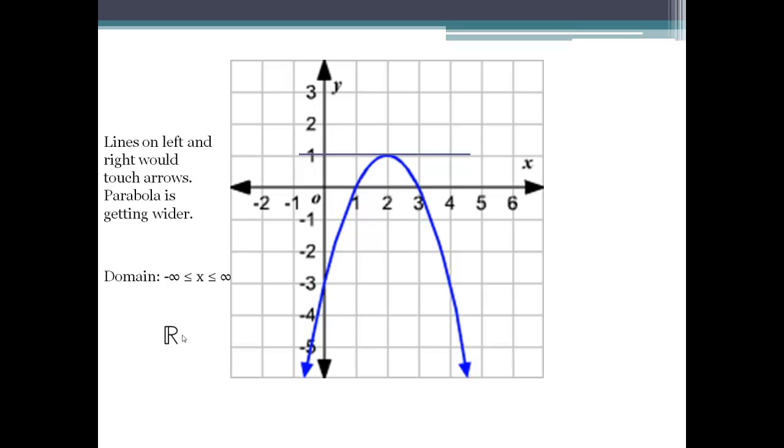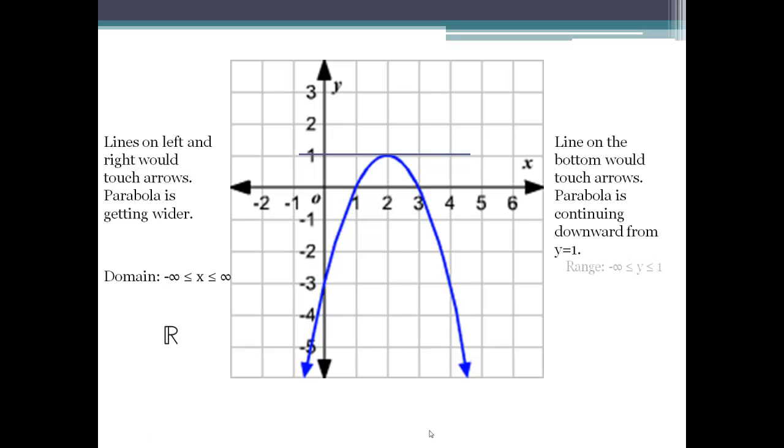Okay, you go ahead and do your range. I've already drawn in the top line for you. Then press play to check your answers. Okay, so a line drawn on the bottom would touch arrows, meaning that this continues downward. So we're not going to draw that line. So the range of our parabola would start at -infinity and then go up to 1. So that means that the range is all y values that are less than or equal to 1.